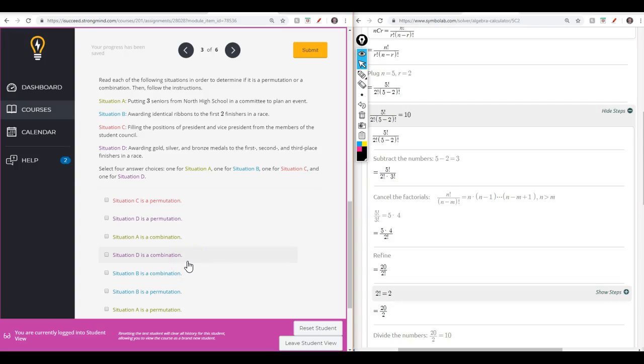Read each of the following situations in order to determine if it is a permutation or a combination, then follow the instructions. Situation A, putting 3 seniors from North High School in a committee to plan an event. Situation B, awarding identical ribbons to the first 2 finishers in a race. Situation C, filling the positions of president and vice president from the members of the student council. Situation D, awarding gold, silver, and bronze medals to the first, second, and third place finishers in a race.